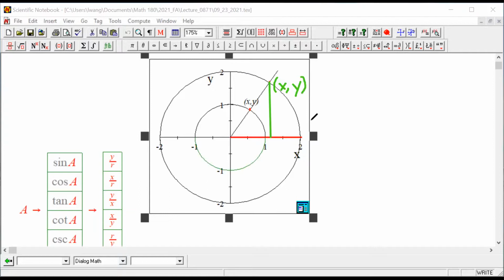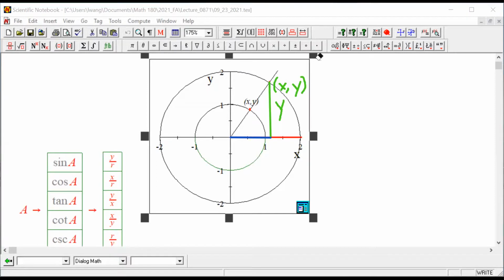Geometrically, what is x, what is y? The x would be... this is x, right? And what is y? Y is the green, right? So this is x, and this is y. X should be blue, sorry.